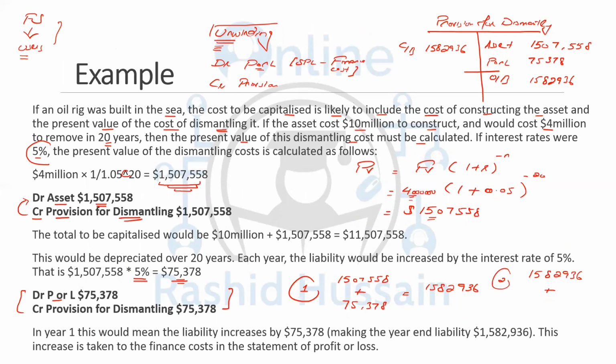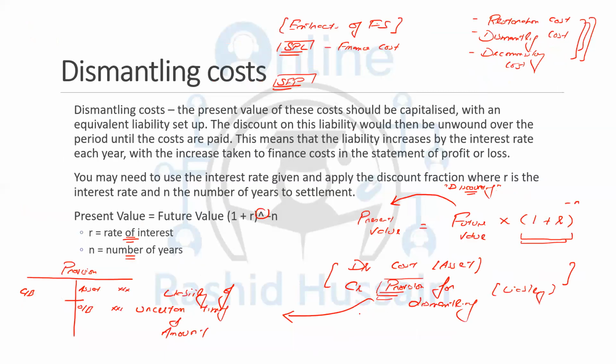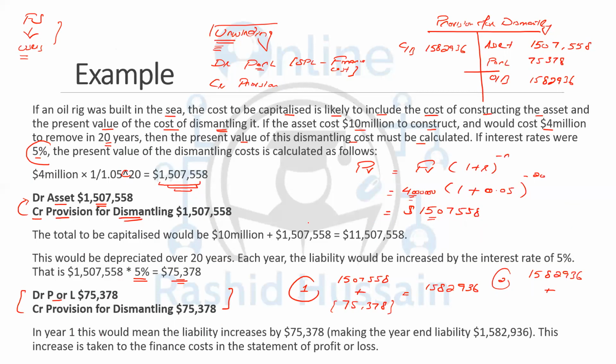The first figure is the finance cost, which we calculated in year one as 75,378. The second figure, which is going to be recorded within the statement of profit or loss, is the depreciation. Now, how is the depreciation calculated?